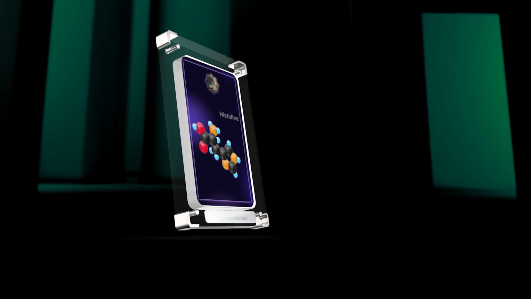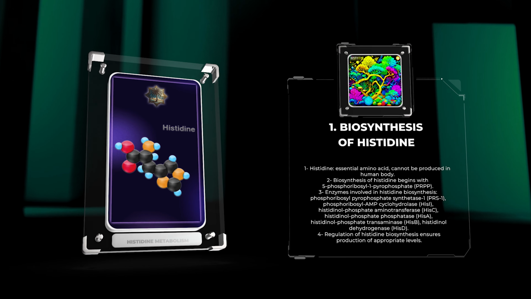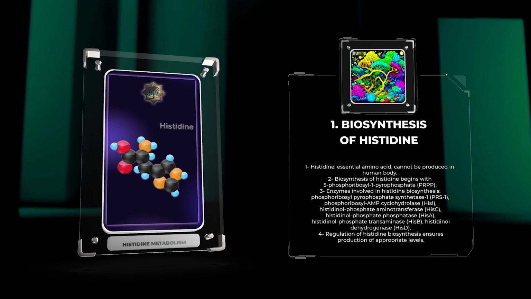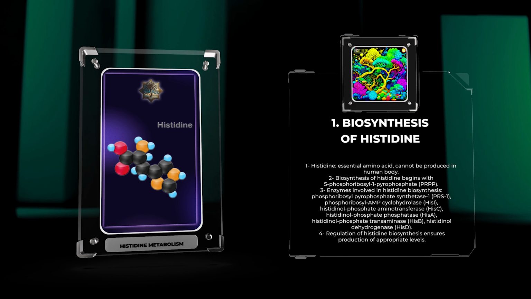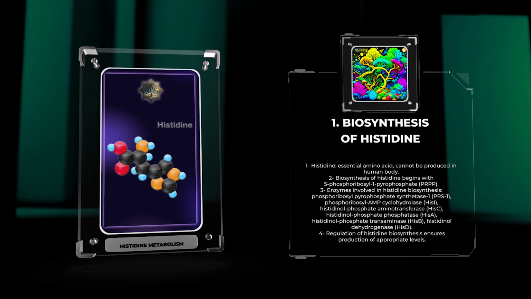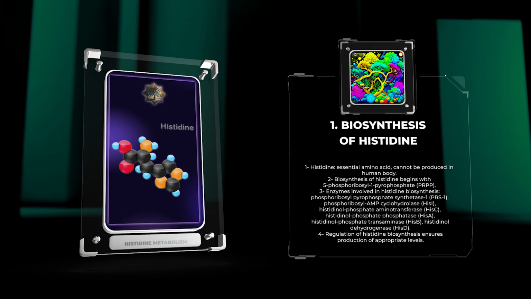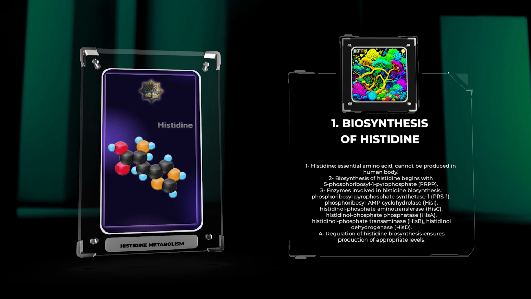Histidine is an essential amino acid that cannot be produced in the human body, making it necessary to obtain from dietary sources. The biosynthesis of histidine begins with the precursor molecule 5-phosphoribosyl 1-pyrophosphate, PRPP. This crucial step is catalyzed by the enzyme phosphoribosyl pyrophosphate synthetase 1, PRS1.